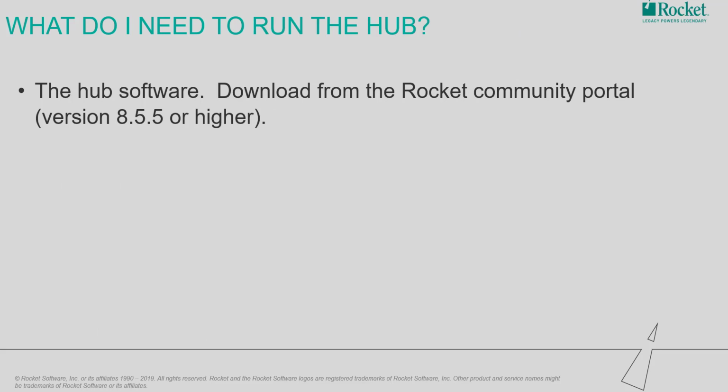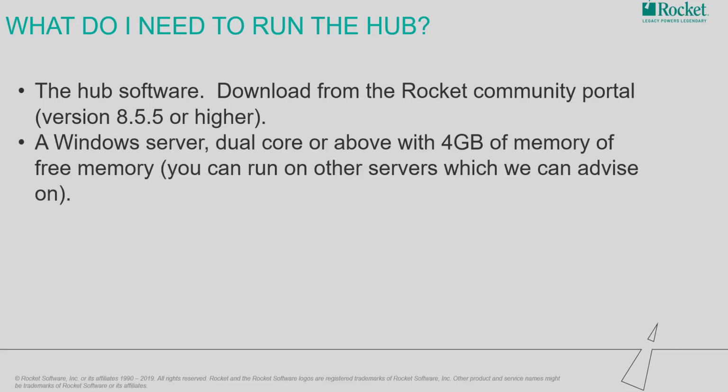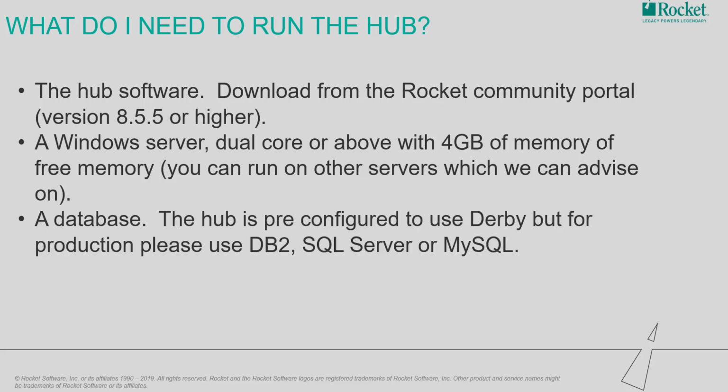To run the hub, we recommend that you download version 8.5.5 of the Access and Connectivity software from the Rocket community portal. If you have a previous version, I would recommend you upgrade to 8.5.5 or higher. You need a Windows server, dual core or above. We've got a minimum memory spec there. You can run on other servers, which we can also advise you on. The package is available as a WAR file, so you can run it essentially on Tomcat on your favorite operating system. But by default, the install will run on Windows.